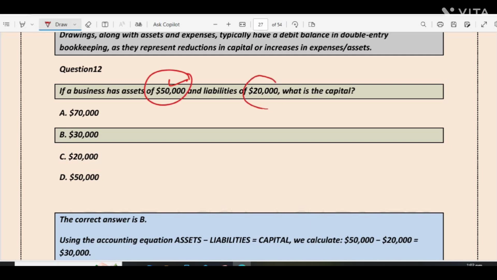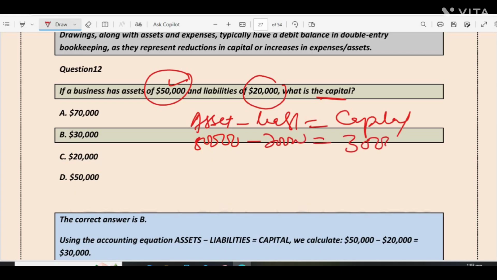Now, if a business has assets of $50,000 and a liability of this amount, what is the capital? We have the equation that assets minus liability will be your capital. So the asset is 50,000, the liability is this one, and you will get 30,000. So the correct option is this one.